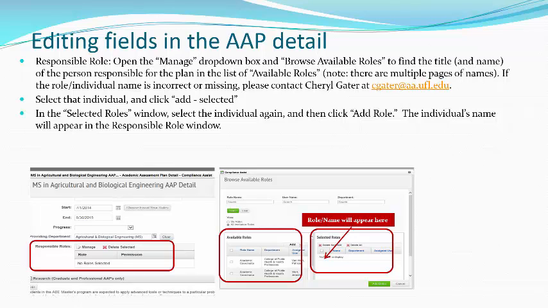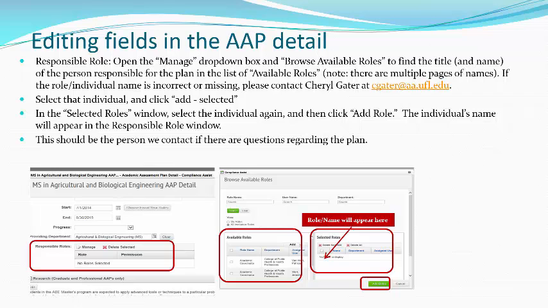Anyway, when you select the individual, okay, you'll see the drop-down list here. You select that individual, and then you will click Add Selected. All right, and then you will see a Selected Roles window, and then select that individual again, and then click Add Role, and then their role and their name will appear in the responsible role window. It is critical that all of the academic assessment plans have a responsible role listed, because we will be sending back a request for this information if you do not do it. Okay, there's the Add Roles button. It's very important that you do that.